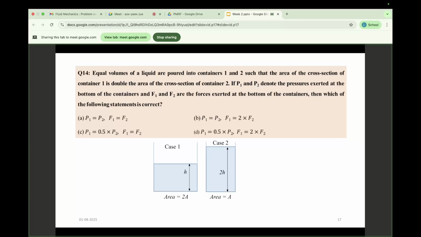So what has been asked in this question? Here P1, P2 denote the pressure exerted at the bottom. Basically, this is your P1, and this is your P2. Can you find out P1, P2? P1 equals rho g h, not A, only rho g h. A is for force.